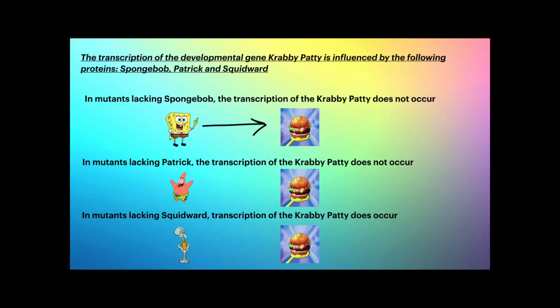In mutants lacking Patrick, the transcription of the Krabby Patty does not occur. Therefore, Patrick activates the transcription of the Krabby Patty as well. In mutants lacking Squidward, the transcription of the Krabby Patty does occur. This means that Squidward represses the transcription of the Krabby Patty.